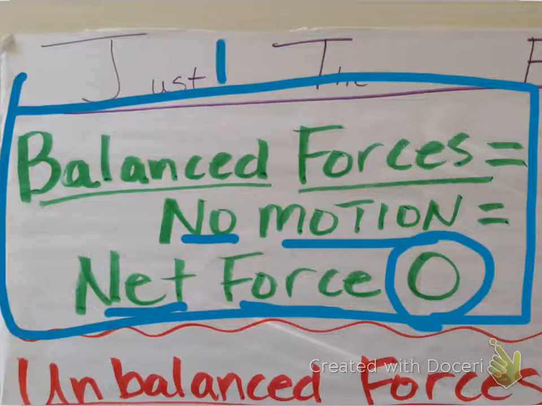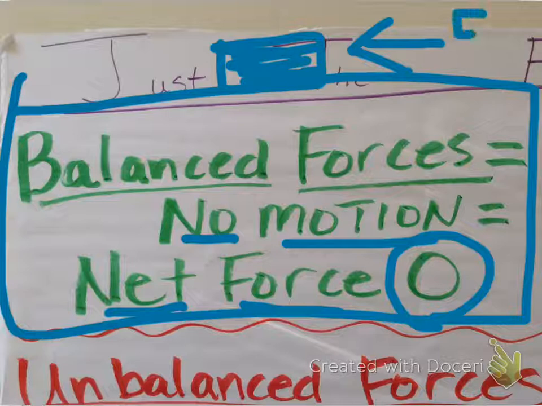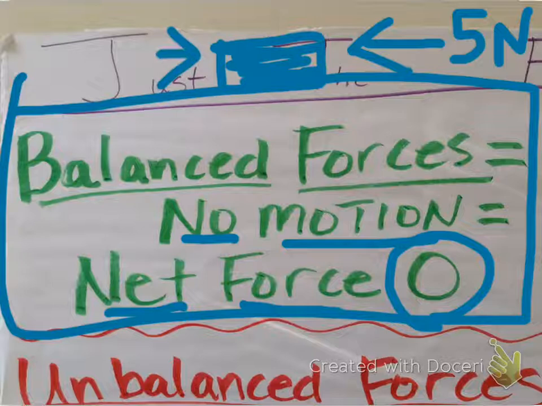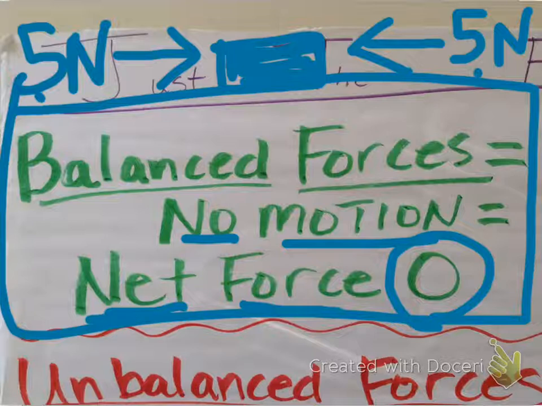What does that look like? Well, let's see. We've got a box here. And how is force measured? It's measured in newtons. So let's say we have 5 newtons pushing the box to the left, and 5 newtons pushing the box to the right. Then we have balanced forces because the numbers on both sides are even. So when there's equal forces on both sides, then there will be no motion, and the net force is going to be 0. Okay?